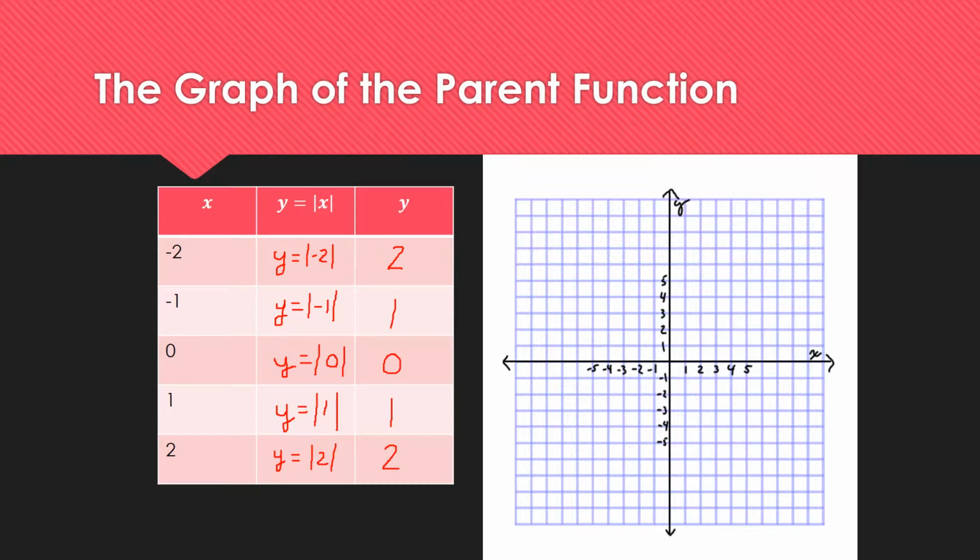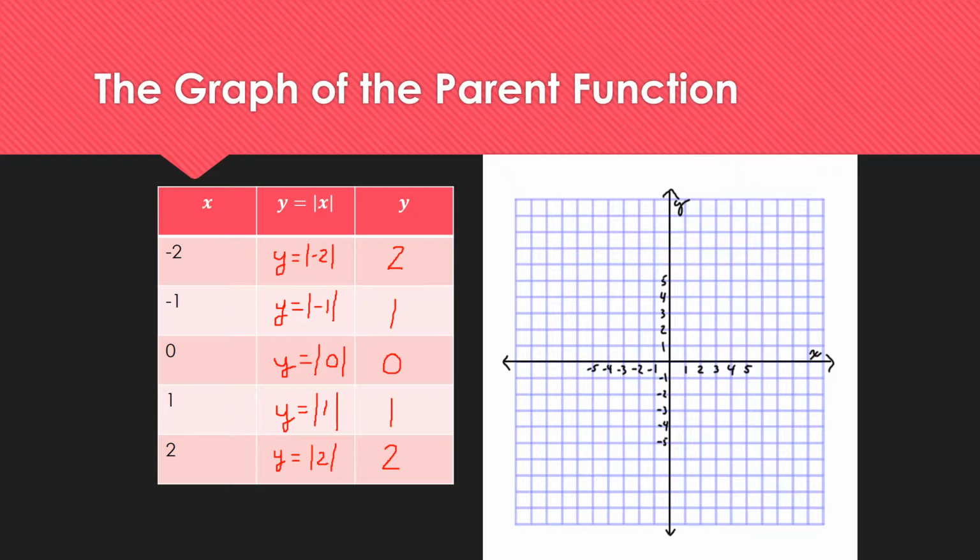Filling in my chart, I have y equals the absolute value of negative 2, which is 2. Y equals the absolute value of negative 1, which is 1. Y equals the absolute value of 0, which is 0. Y equals the absolute value of 1, which is 1. And y equals the absolute value of 2, which is 2.